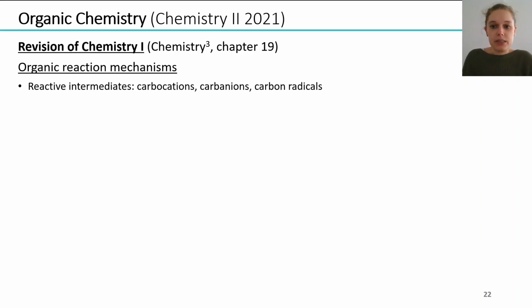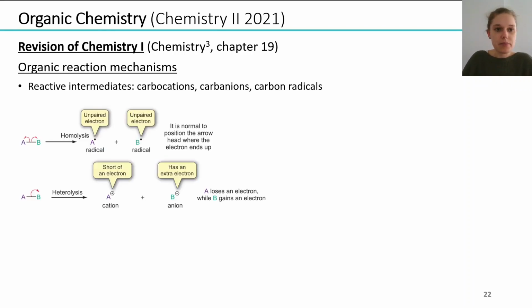And there are three different reactive intermediates. The first one is the carbocation, the second one is the carbanion, and the third one, the radicals. And then we need to think about the charge. In general, there are two different ways in which we can split a sigma bond, and these two ways are indicated here.